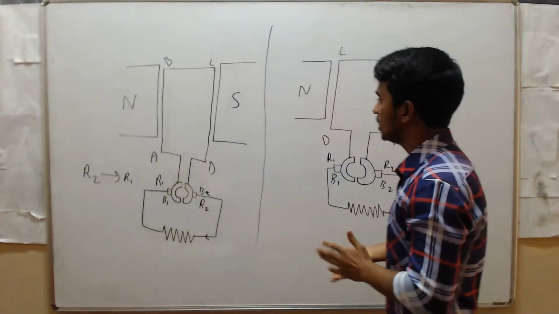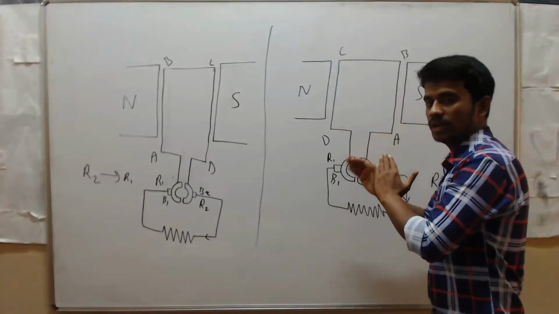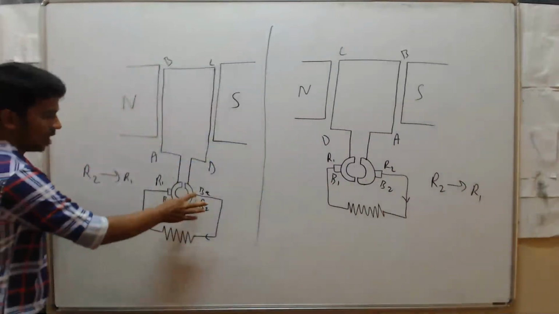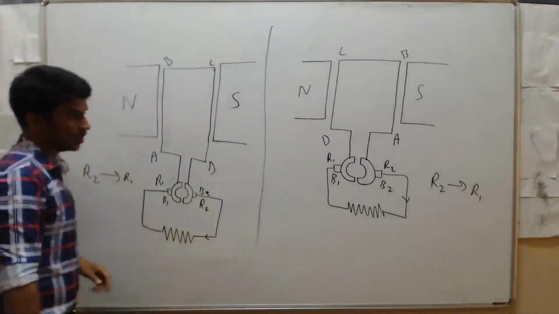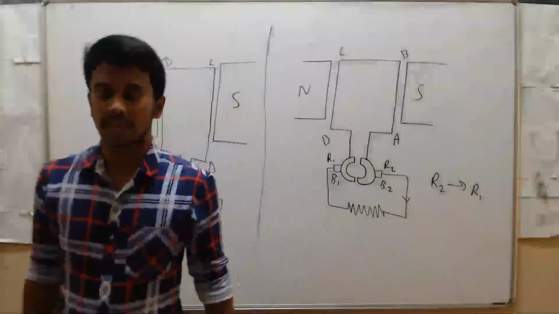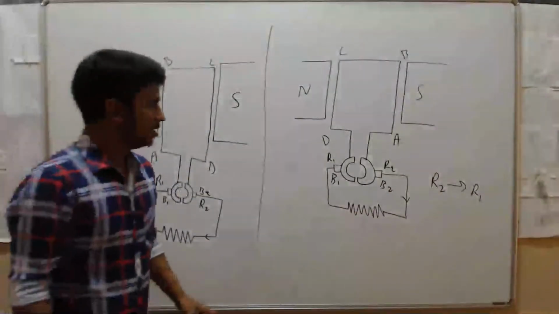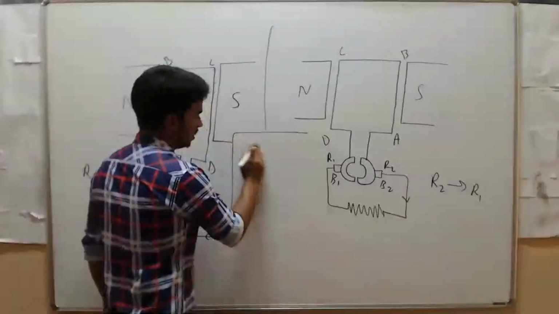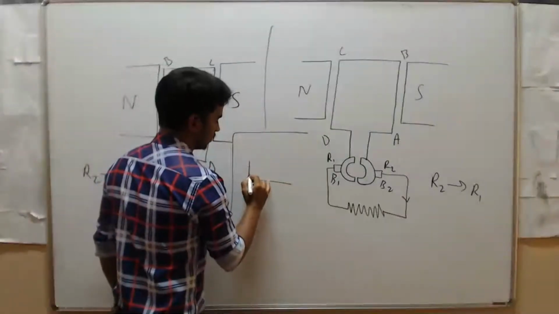So that's why, if you rotate that coil, at that time the current is generated from R2 to R1 only. Here also R2 to R1 only. So there is no change in the direction of the current. So we can represent graphically this direct current like this.